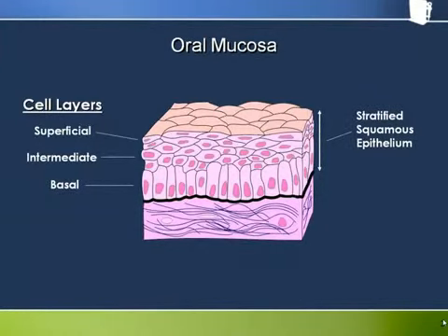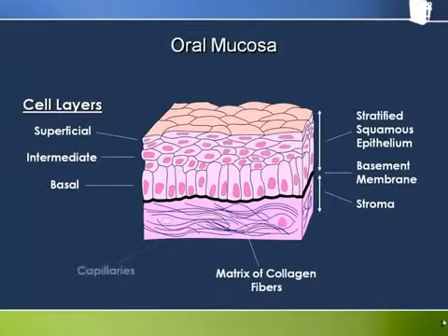The oral mucosa consists primarily of two layers, the epithelium and the stroma. The epithelium, referred to more completely as stratified squamous epithelium, consists of basal, intermediate, and superficial squamous cells. The stroma is separated from the epithelium by the basement membrane. The stroma consists primarily of connective tissue, mostly collagen. It also contains blood and lymph capillaries.